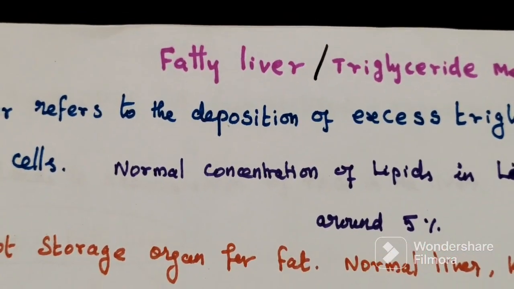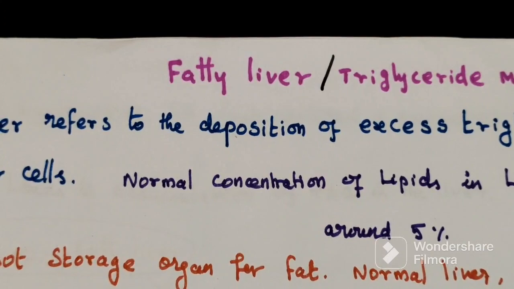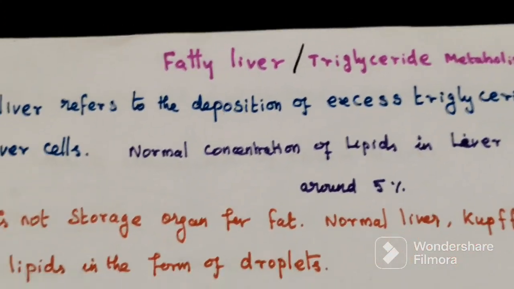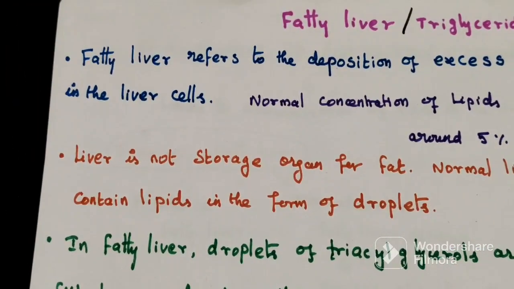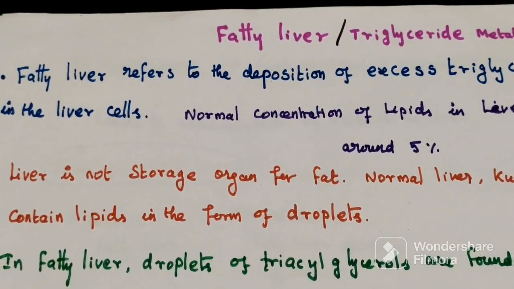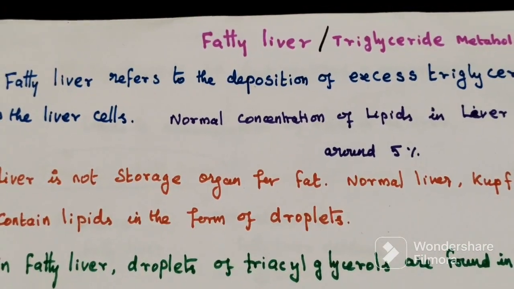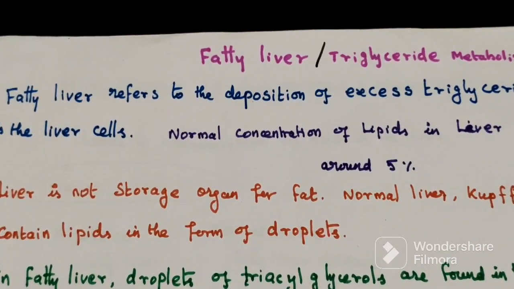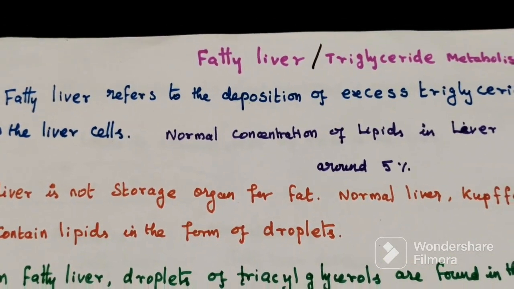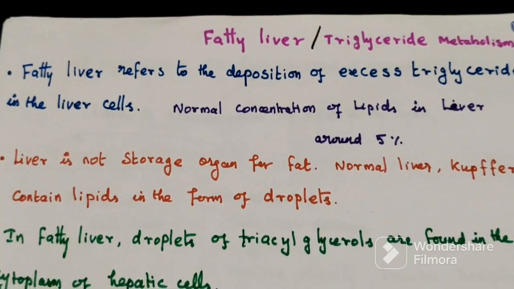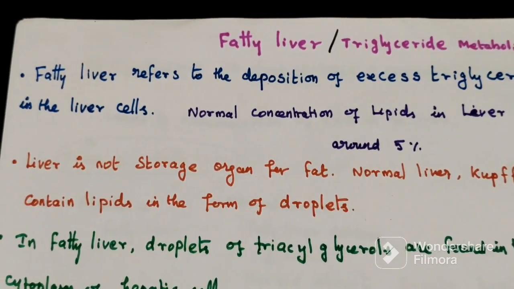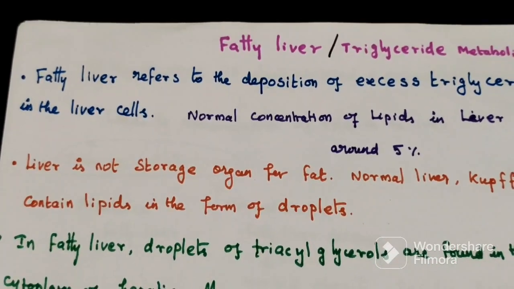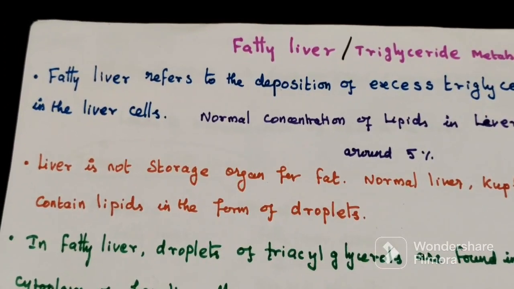Today's video is about a very important condition of triglyceride metabolism, that is fatty liver. The liver is not a storage organ of fat. Fatty acid synthesis and lipogenesis occur in the liver, but the triacylglycerol is not stored in the liver. Normally, less than 5% of lipid is stored in the liver, and that is also phospholipid.